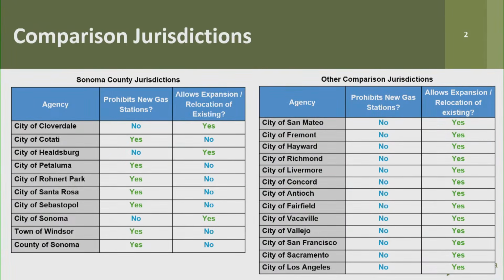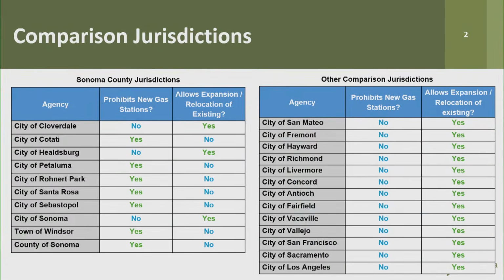So on this slide, we've got 2 charts that show comparisons of jurisdictions that we have done in preparation for this study session, really looking to see what other jurisdictions, both here in Sonoma County as well as in the greater Bay Area, and a few beyond, have done with regard to gas station regulations. As you can see on the left-hand side, these are all of the Sonoma County jurisdictions, and all of them, including the county, with the exception of 3, have adopted gas station regulations that prohibit new gas stations as well as expansion of existing. The 3 that have not are Cloverdale, Healdsburg, and the City of Sonoma.